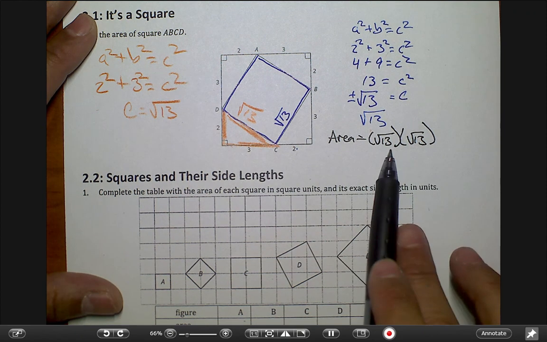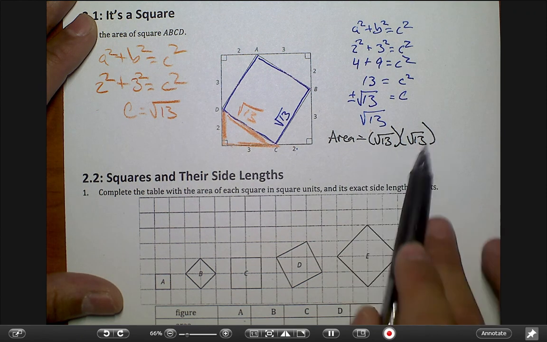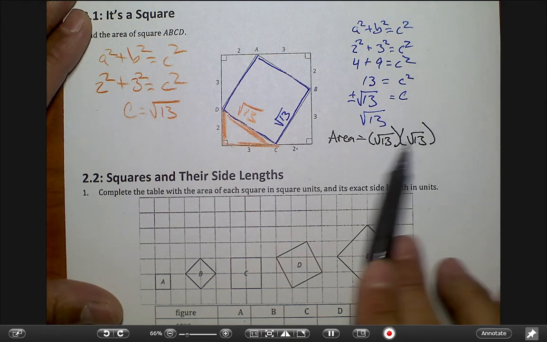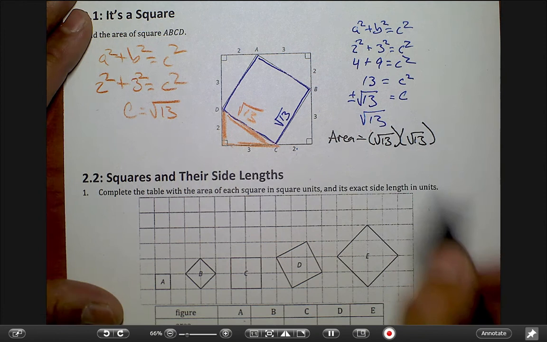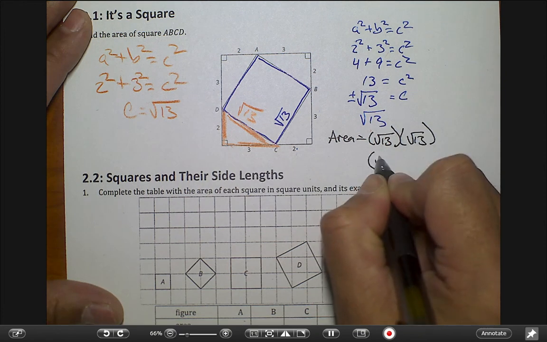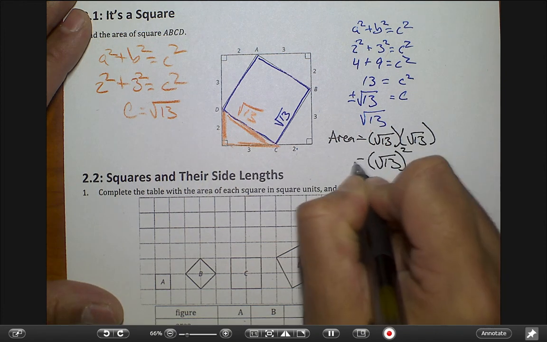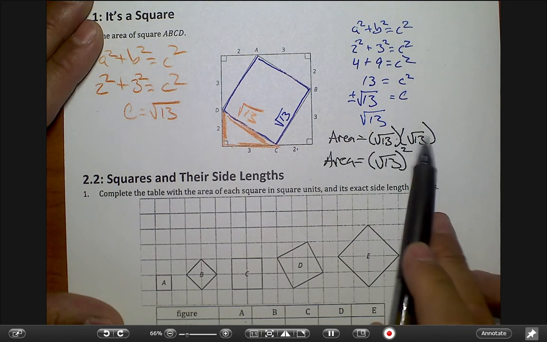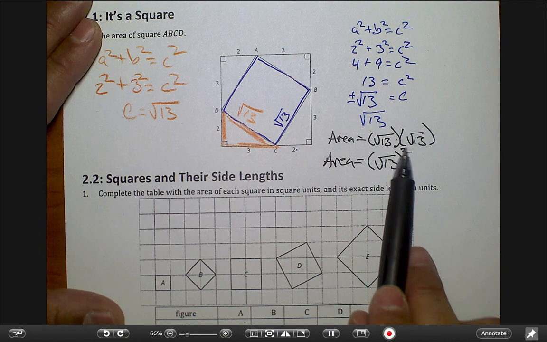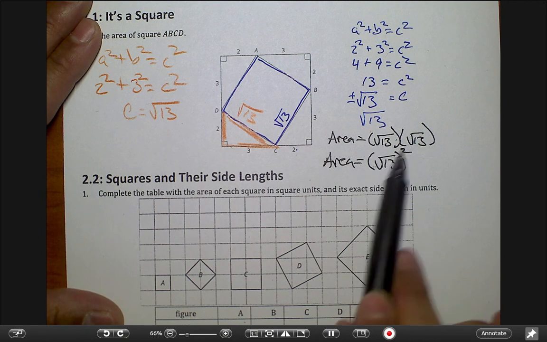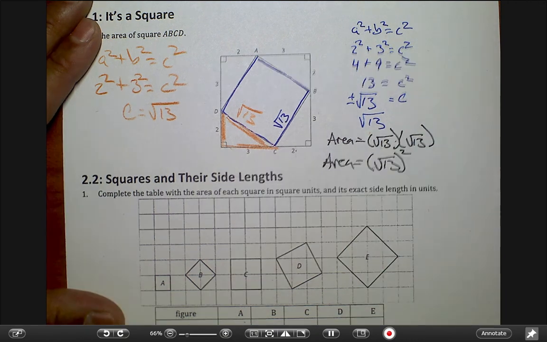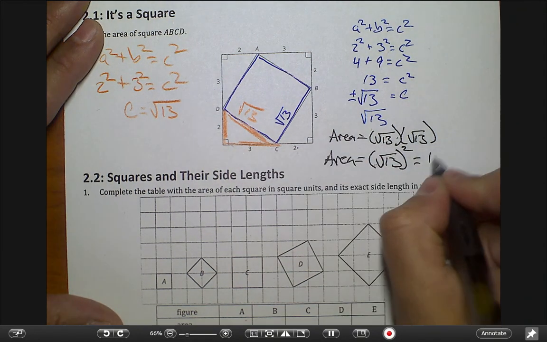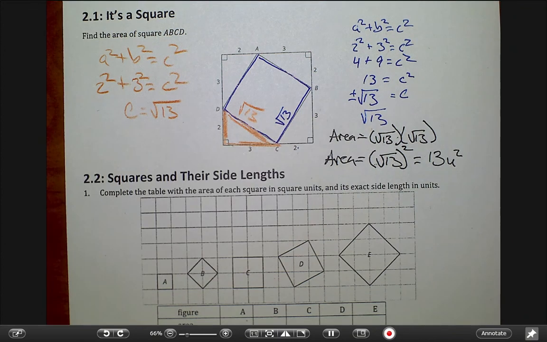So this times this. So now if we go by what we did yesterday, what could I rewrite this as? What can I rewrite this as? Very good. So it's square root of 13 squared, right? Because I have two of them, right? And if I'm squaring a square root, what happens if I square a square root? It cancels out. So my answer is going to be 13 units squared, because it is area.